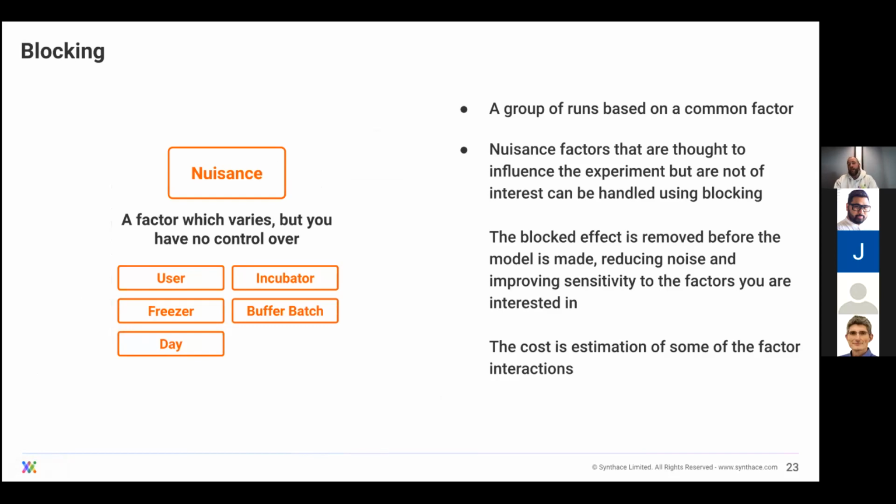Blocking does come at a cost of being able to estimate the effect of some higher order interactions. So we want to evaluate the block design for its aliasing structure and make a judgment call if that's acceptable or not.